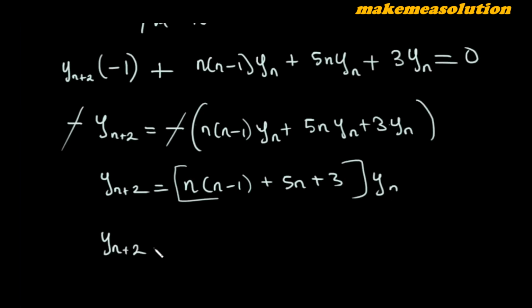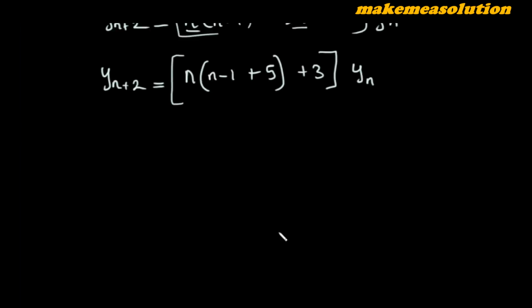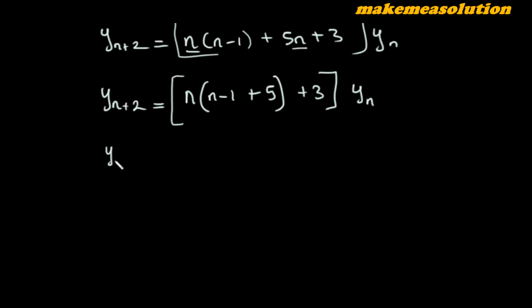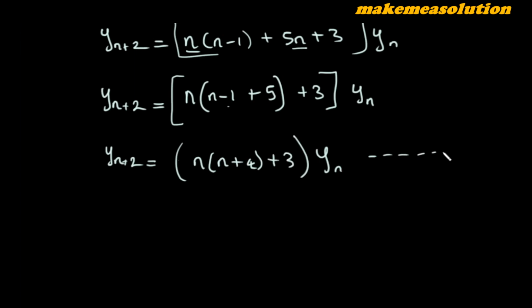Yn plus 2 is equal to, you can see that n is common in these terms, so you have n common, then you now have n minus 1, then plus 5, and plus 3, like this, yn. So when you solve, you get your yn plus 2 as n minus 1 plus 5, it's plus 4. So you have n plus 4 and plus 3 yn. And this over here is our recurrence relation.